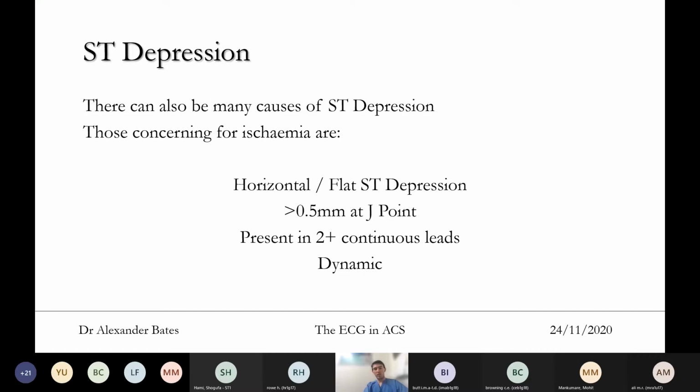If the ST depression is significant, so if you have the isoelectric line and the ST depression is much, much lower than that, greater than just half a small box, then that's more concerning. Two continuous leads is more concerning because that suggests it's a larger area of the heart that's being affected. And again, dynamic changes, and probably most importantly, dynamic changes.